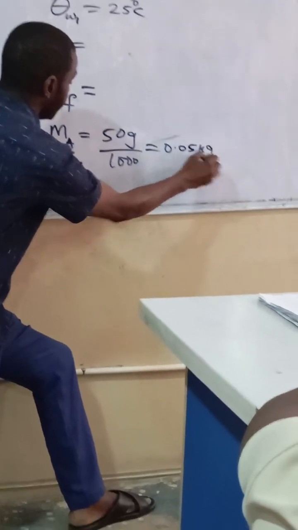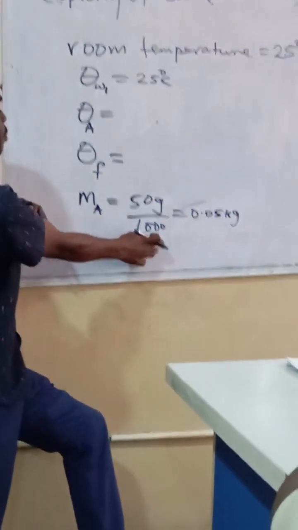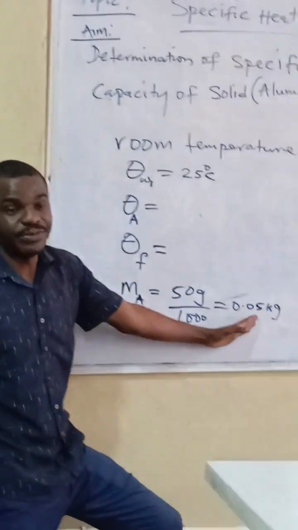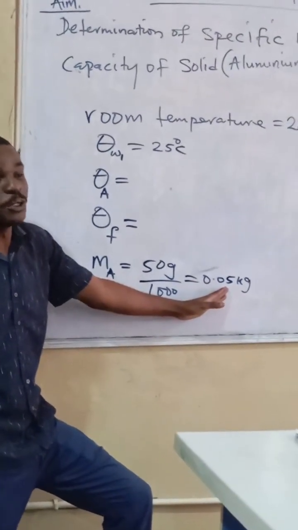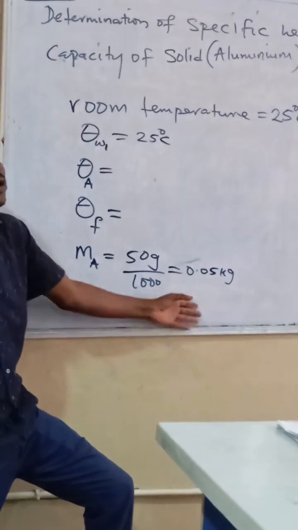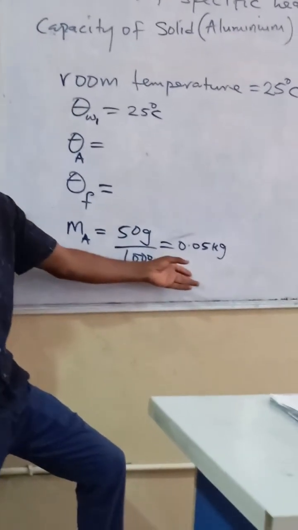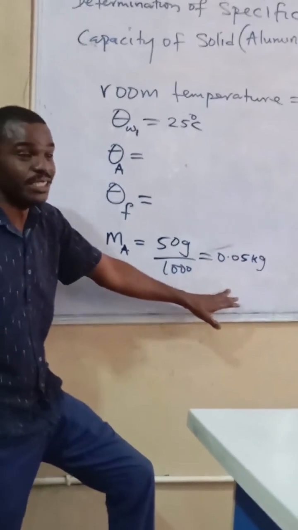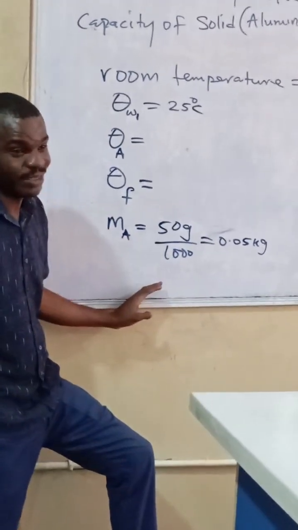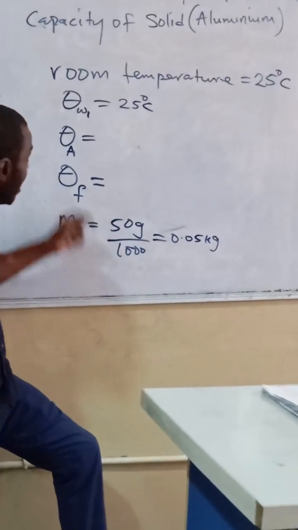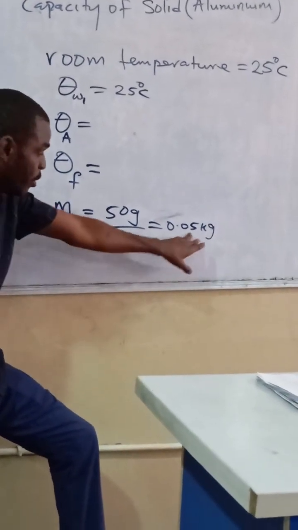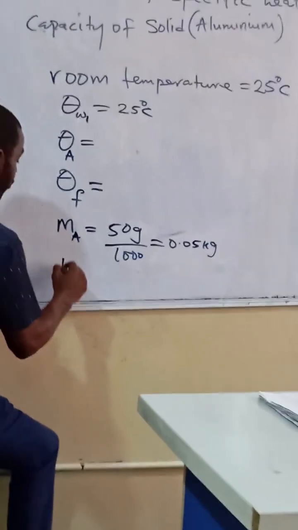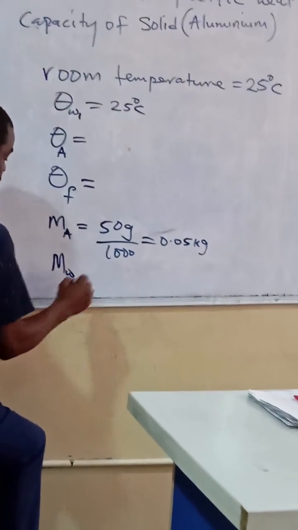0.05 kilogram. Okay? So now, do you know why we are converting this to kilogram? Who can answer this? Why are we converting grams to kilogram? Because of the SI unit, System International Unit. Okay, we've agreed that the SI unit for mass is always kilogram.